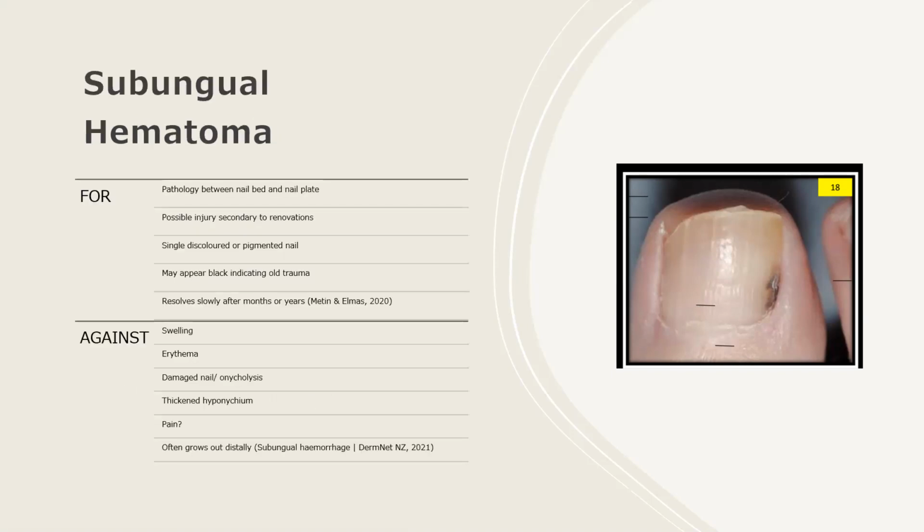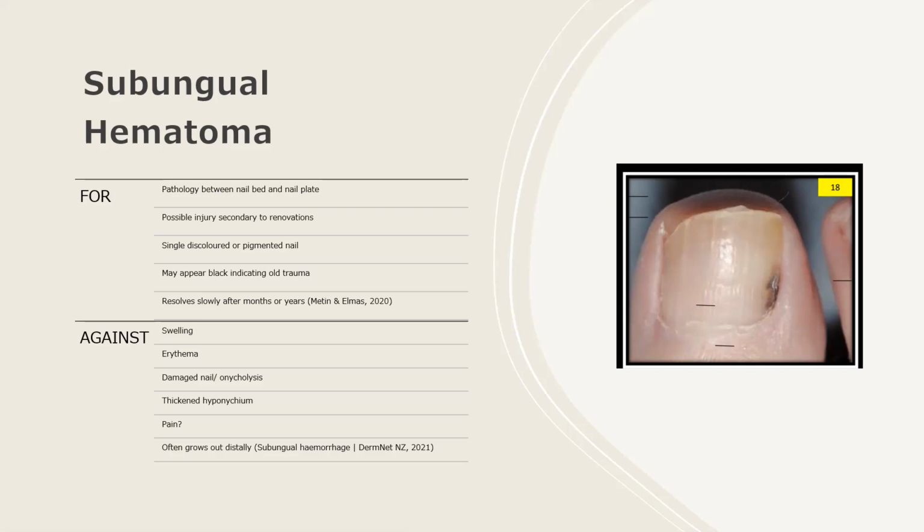We then have subungual hematoma. The reason we are suggesting this as a differential diagnosis is the fact that this pathology appears to be trapped between the nail bed and the nail plate. It's possibly secondary due to trauma from wearing boots and always participating in renovations. He may have injured the toe.